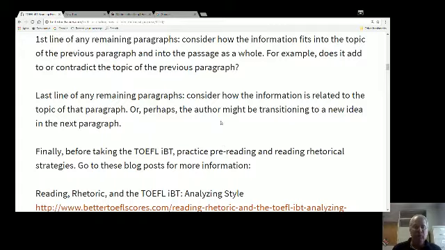Now, what I want to do next is take a look at a reading passage and give you some ideas on how you can think about the reading on a more rhetorical level. Remember, some types of questions on the TOEFL are more "what" questions. They're asking about content, ideas, how things are, and what is being said. But this particular question is really asking you more about how the writer is doing certain things.